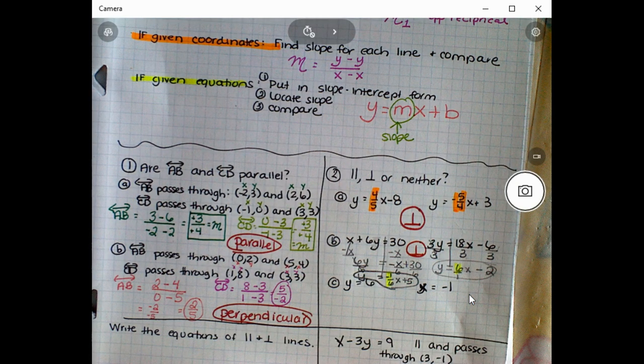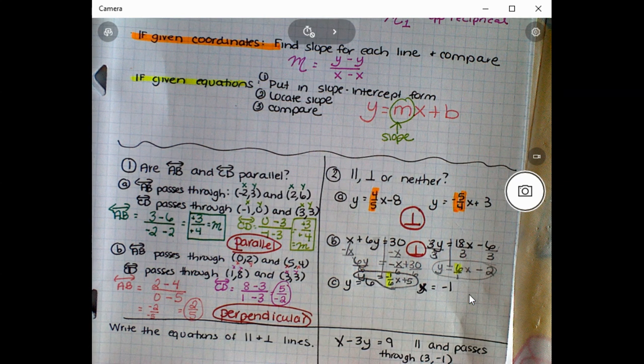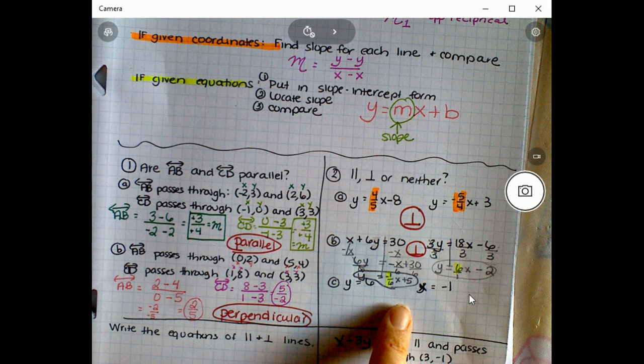And I didn't do that on purpose. I should have done a parallel one. But that's how I did it by accident. If they were parallel, these would be identical. They would both say the same. All right, and then let's look at C.